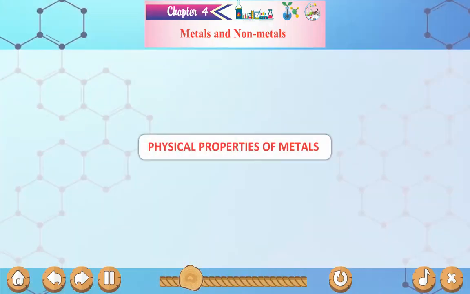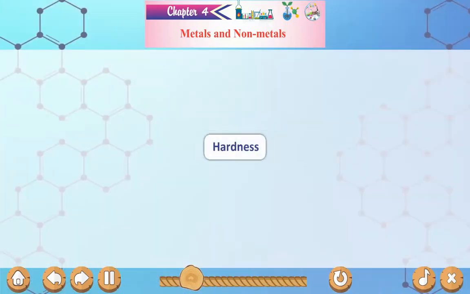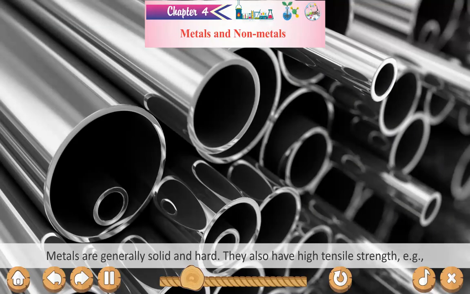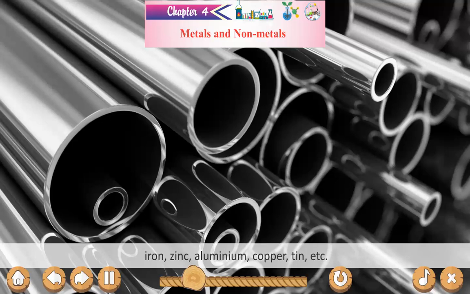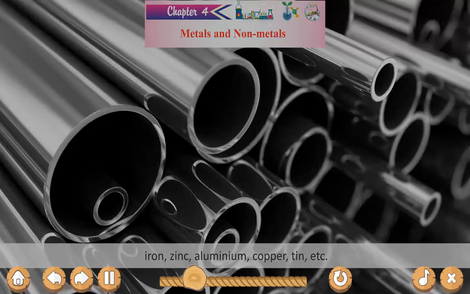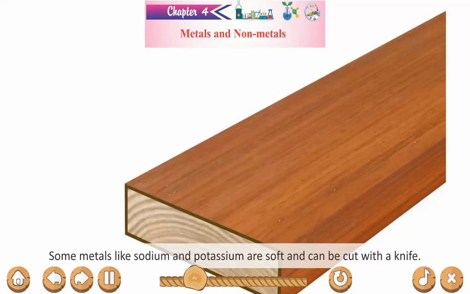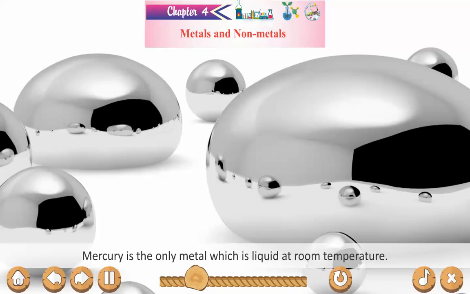Physical properties of metals. Hardness. Metals are generally solid and hard. They also have high tensile strength, example iron, zinc, aluminium, copper, tin, etc. Some metals like sodium and potassium are soft and can be cut with a knife. Mercury is the only metal which is liquid at room temperature.